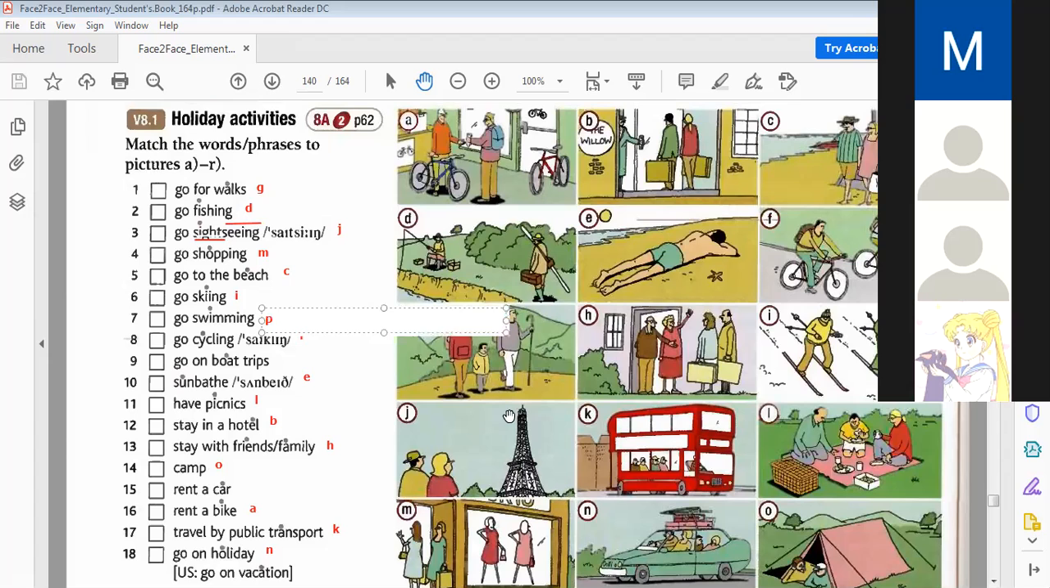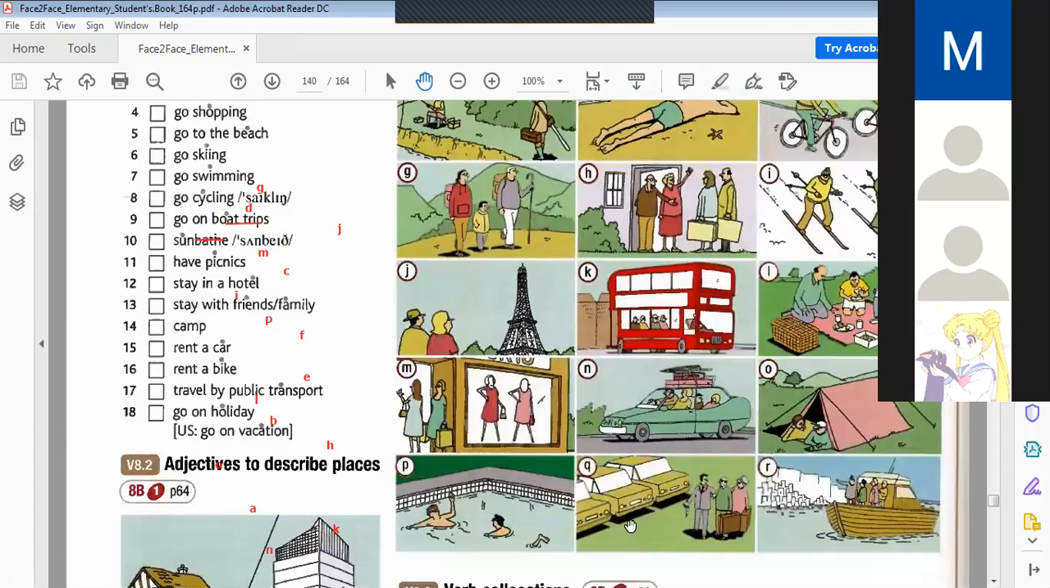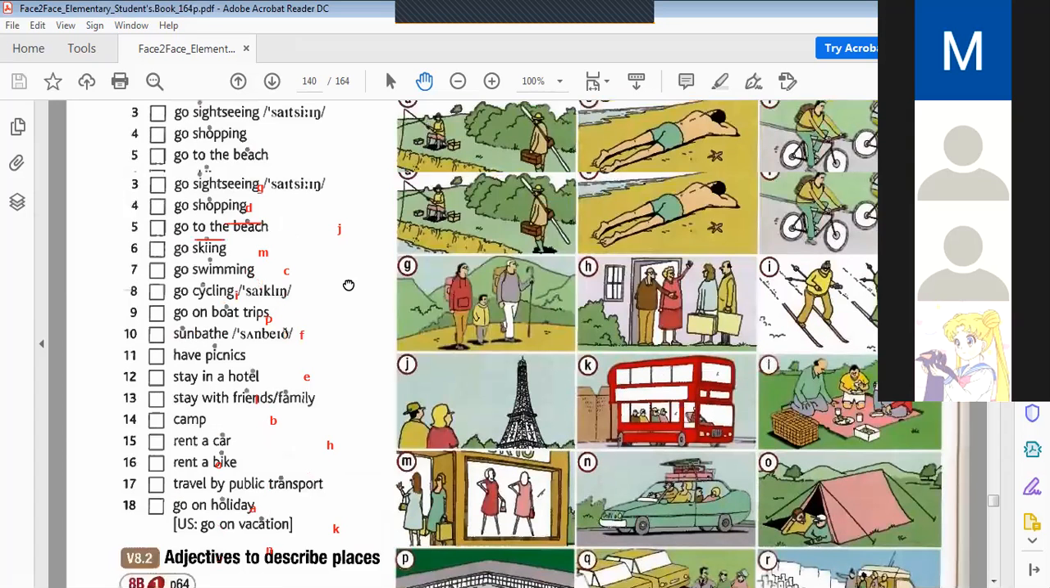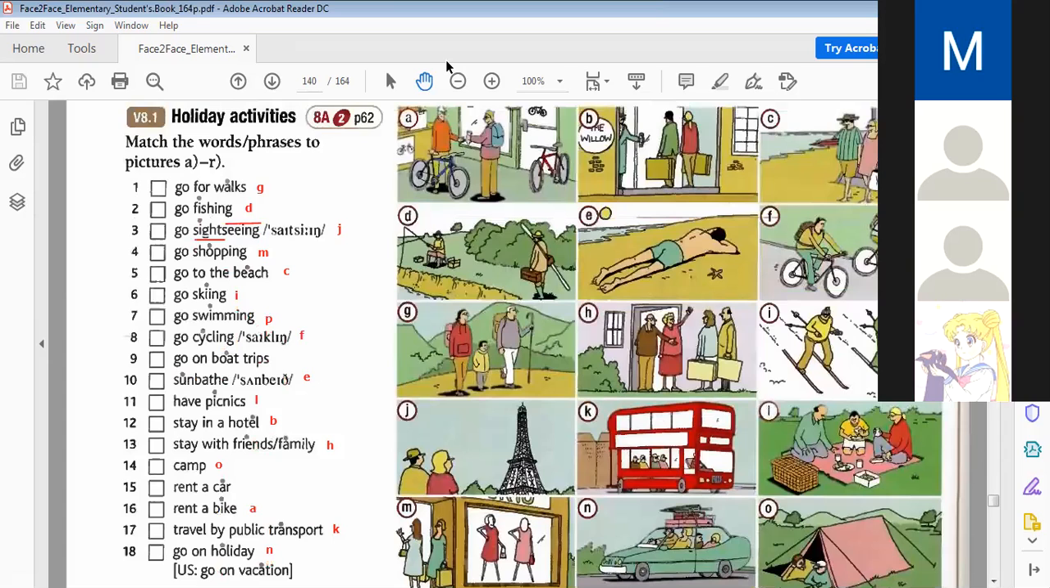What about the next one? Q. What's Q? Rent a car. Yes, rent a car. Q is rent a car.